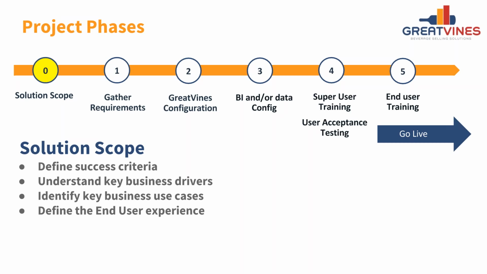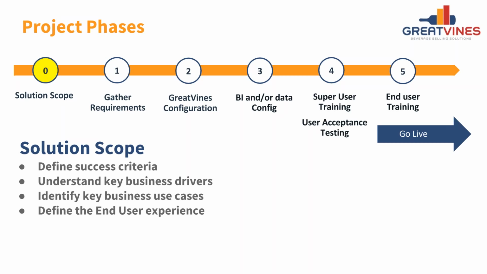First, defining success criteria. What is success criteria for the organization? What are the KPIs? What are the measurements they're looking for? In that, it's really about those business drivers. And then, what are those business use cases that support the business drivers? As you can see, we're sort of building down. And lastly, and central to everything, is defining the end user experience, making sure that what you're putting into place can be adopted, can be understood, and is reasonable.